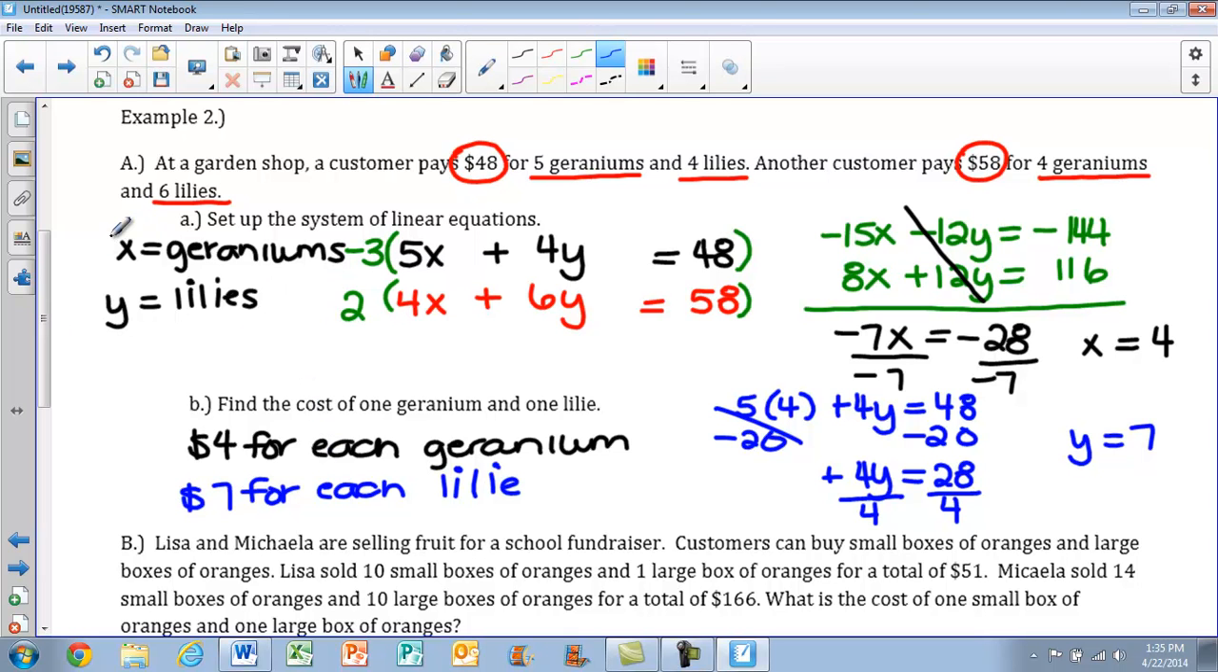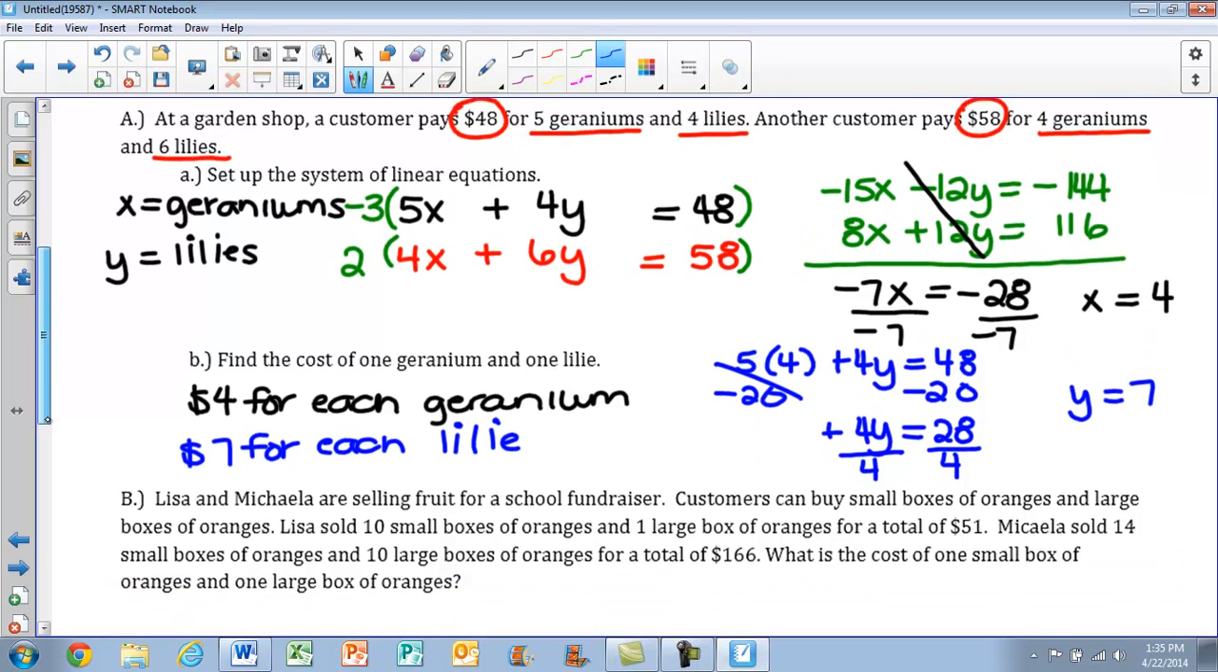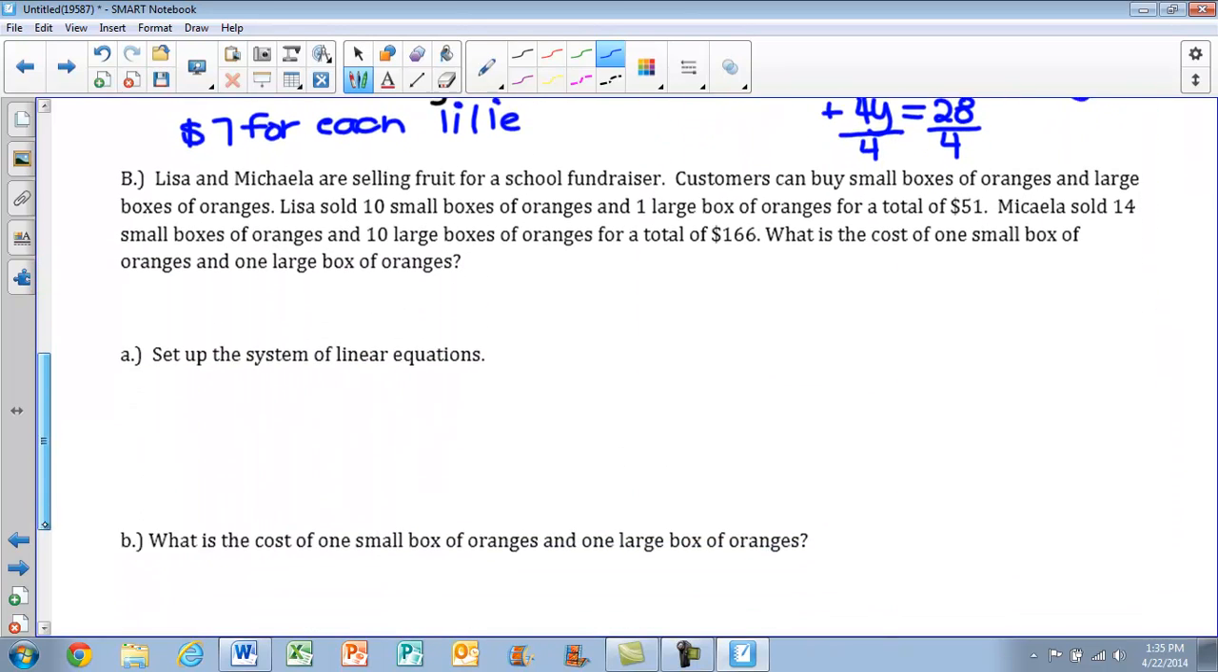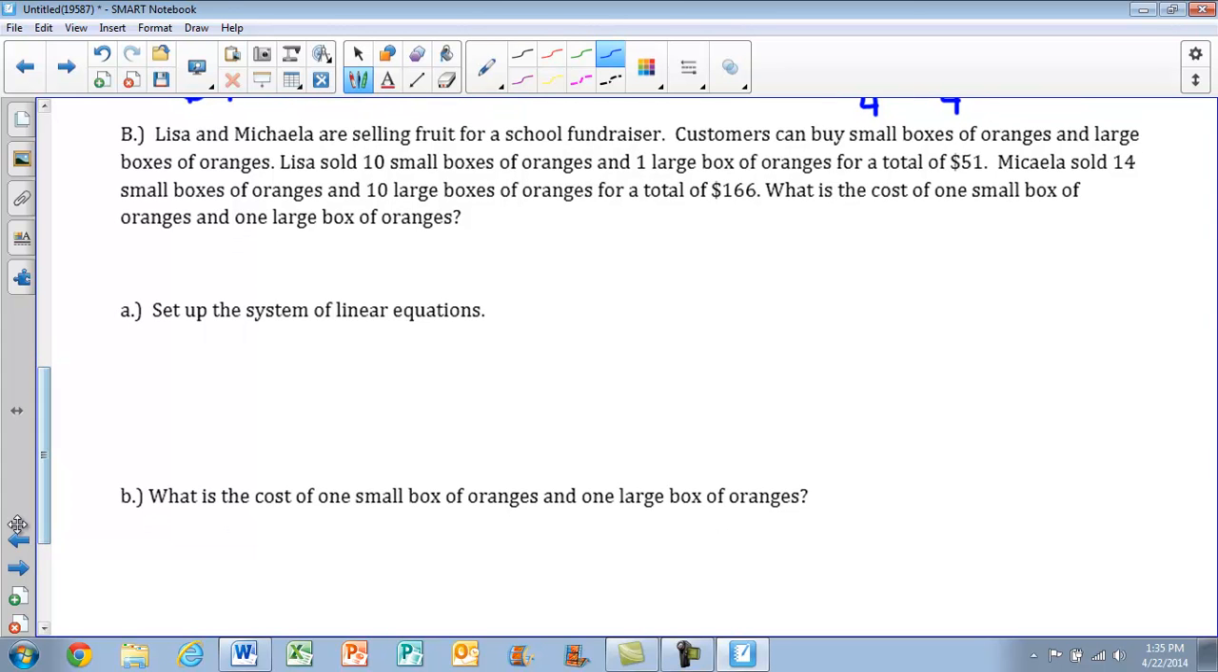Make sure that we set up your systems correctly. You can just pull that information directly from each of these problems and make sure that they check. You should always be checking your solution, making sure that your answer does in fact make sense. All right, let's move on to letter B.